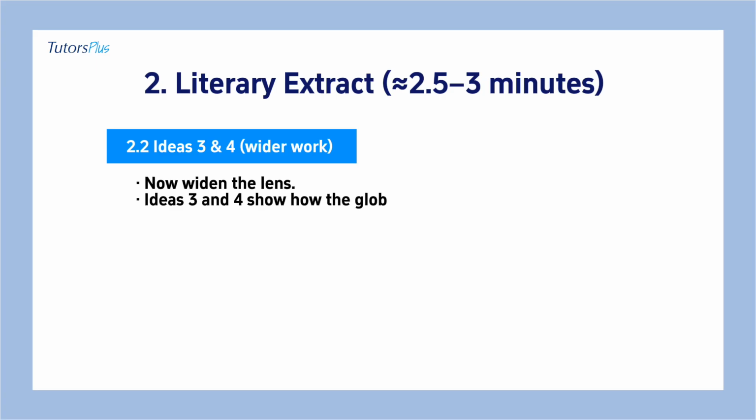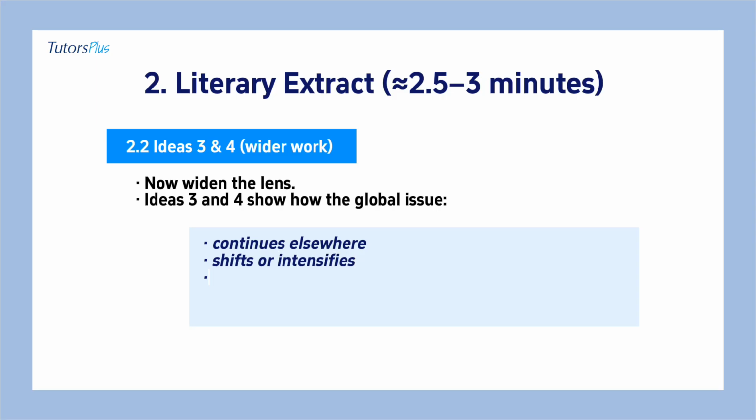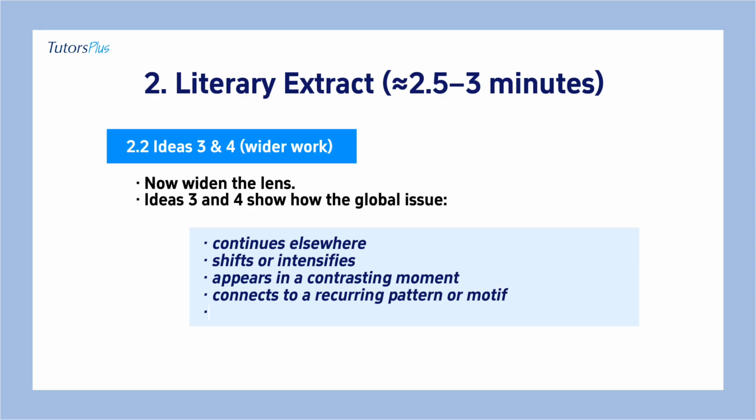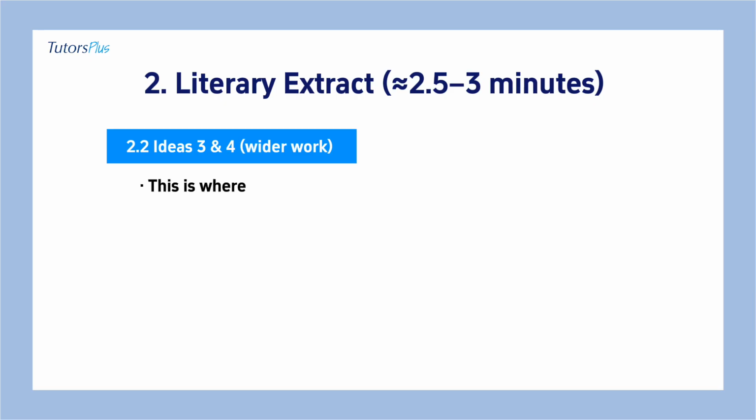Ideas 3 and 4 should show how the global issue continues elsewhere in the text, in the wider work, how it shifts or intensifies, how it appears in a contrasting pattern. Does it connect to a recurring pattern or a motif? Does it deepen through structure or character development? This part is where you show you understand the text beyond that one extract that you've chosen.